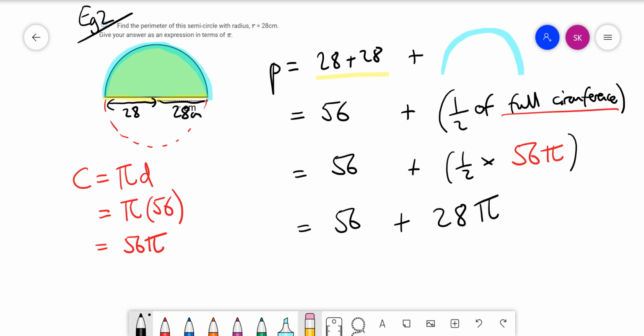And we're asked to leave our answer as an expression in terms of pi, which means we have to leave it like that, centimeters. We cannot combine the 56 centimeters and the 28 pi centimeters because they're not like terms. You can think of this as being like 28x and 56 in the sense that you can't combine them because they're not both pi. If it was 56 pi plus 28 pi, then we could combine them, but it's not. So that's our answer.